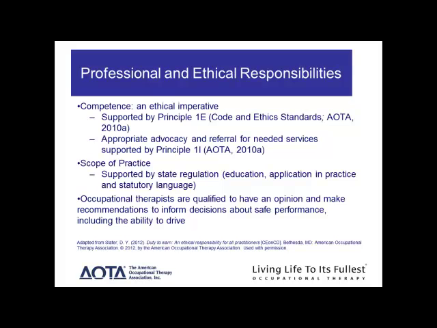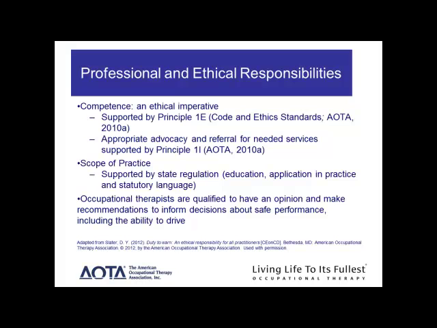Practitioners should evaluate and provide driving-related services at their level of competence, which could be general evaluation in the clinic, specialized equipment evaluation in the clinic, and/or on the road. Principle 1E of the Code and Ethics Standards supports this, stating, "Occupational therapy personnel shall provide occupational therapy services that are within each practitioner's level of competence and scope of practice. Qualifications are based on education, experience, and language in the law or licensure act."